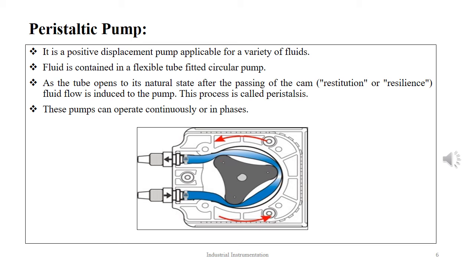Additionally, as the tube opens to its natural state after the passing of the cam, that is restitution or resilience, fluid flow is induced into the pump. This process is called peristalsis. The body of fluid is then transported at ambient pressure towards the pump outlet. Peristaltic pumps may run continuously, or they may be indexed through partial revolutions to deliver smaller amounts of fluid. There are two or more rollers or wipers occluding the tube, trapping between them a body of fluid.